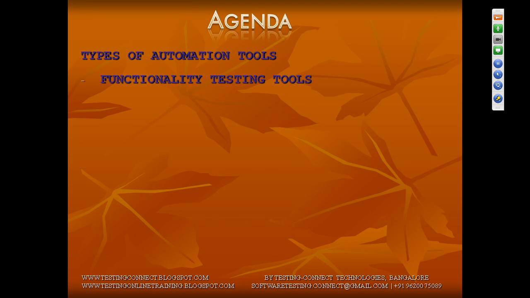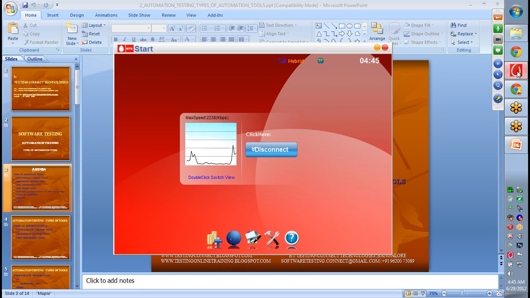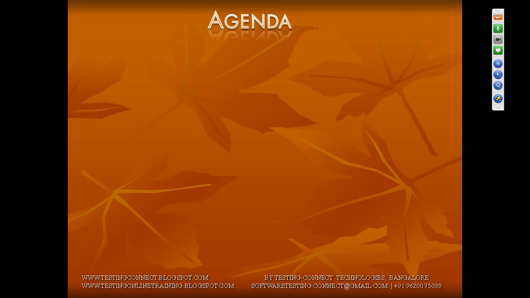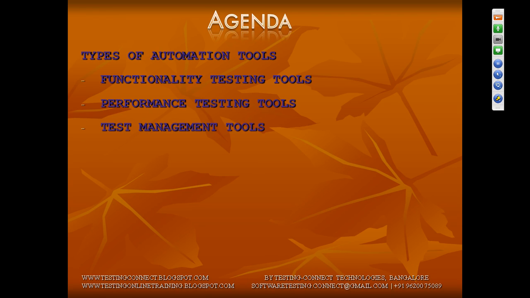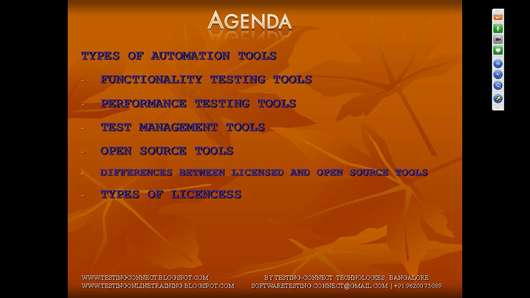Here, three types of tools majorly you will get in types of automation tools. Those are functionality testing tools, performance testing tools, and test management tools. Okay, so there are three types of tools: functionality testing tools, performance testing tools, and test management tools. With respect to license, there are two types of tools: open source tools and licensed tools. Even those we will discuss in detail. So this is what we'll go for in today's session.